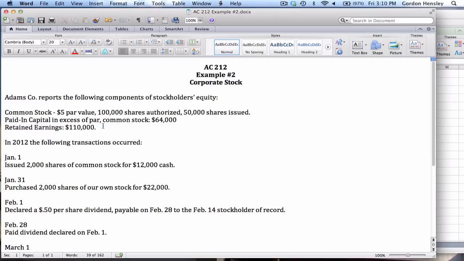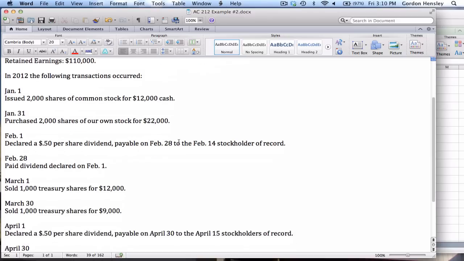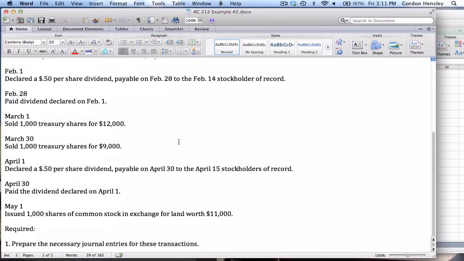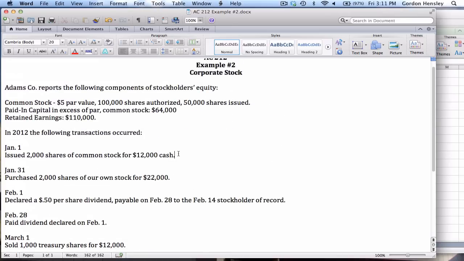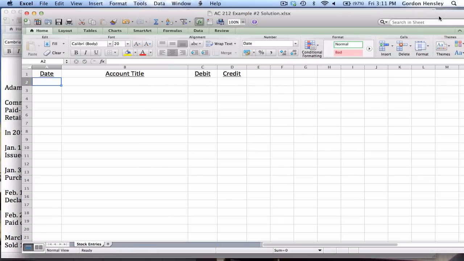Now, in the year of 2012, the following transactions occurred, and we have a whole series of different transactions that took place throughout the year. And under the requirements on number 1, we just simply have to prepare the necessary journal entries for each of these transactions. So to do this, I'm going to utilize a journal entry page that I have set up in advance in Excel, and I just simply have a column for the date. I'm going to have my account titles and, of course, my debits and credits.